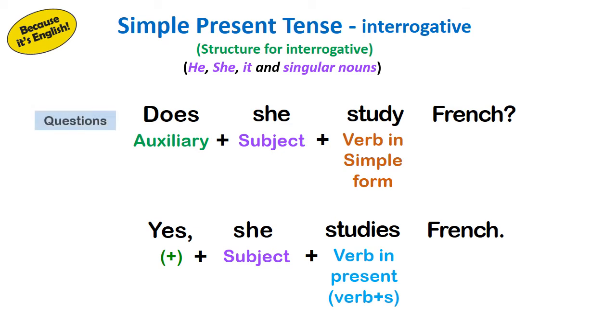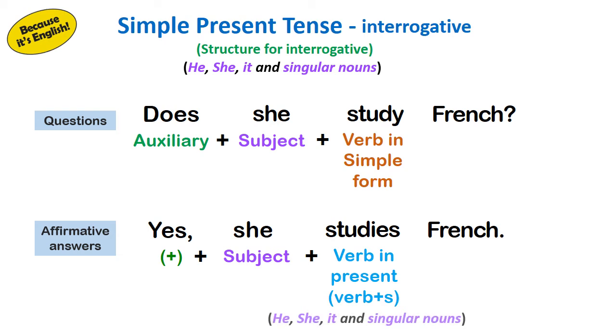Now let's review the structure for interrogative for he, she, it, and singular nouns. In questions, first we use auxiliary, then the subject, and the verb in simple form. And in affirmative answers, we use yes, then the subject, and the verb in present or verb plus s. Remember that for these subject pronouns and singular nouns, we use the verb in present, which is verb plus s.